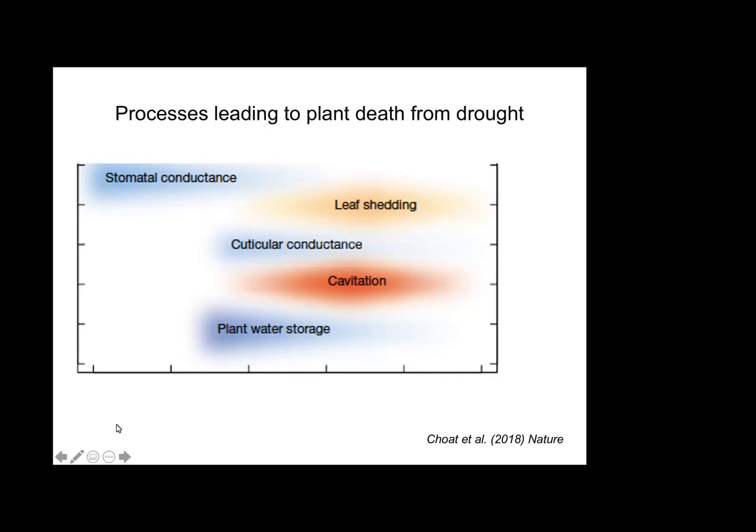However, I think we need to go back and look at these carbohydrate reserves, because that's what's going to determine whether the plant survives long term. If they don't have the carbohydrate reserves, then they may not be able to recover once it starts raining again. And so there may yet be death down the track.